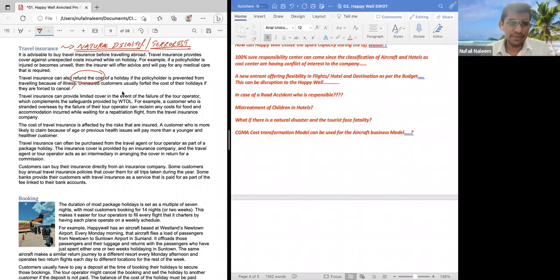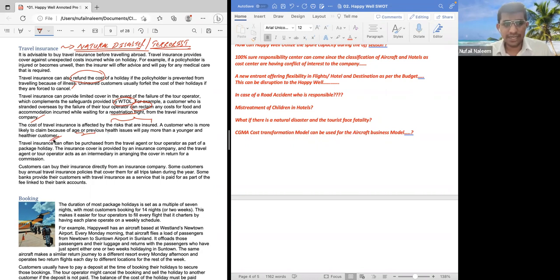Travel insurance can provide limited cover in the event of failure by the tour operator, which complements the safeguard provided by WTOL. For example, a customer who is stranded overseas by failure of their tour operator can reclaim any cost for food and accommodation incurred while waiting for repatriation flight from the travel insurance company. The cost of travel insurance is affected by the risks that are insured. A customer who is more likely to claim because of age or previous health issues will pay more than a younger and healthier customer.